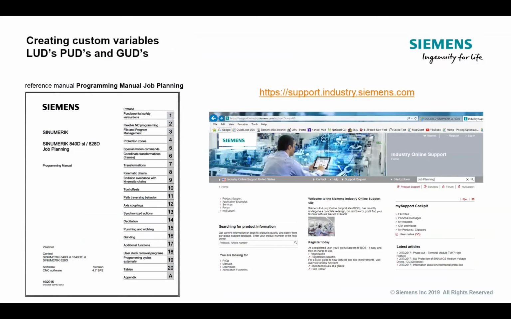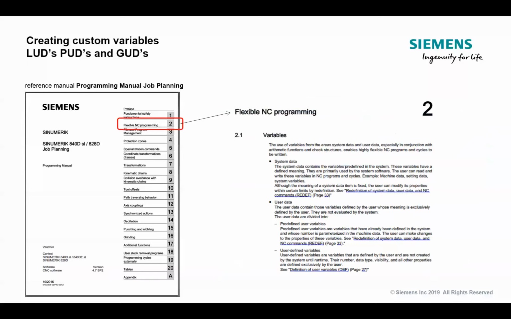Now, before we go any further, I always like to reference where you can get additional information on these topics. So by all means, use the support.industry.siemens.com website for all things Siemens and SINUMERIK. But specifically, if you're looking for material on this topic, you want to go to the job planning manual. If you come to the main portal, just do a quick search for job planning, and a few different manuals will pop up. Go into the job planning manual, and that's where you can find a whole chapter on what we call flexible NC programming.